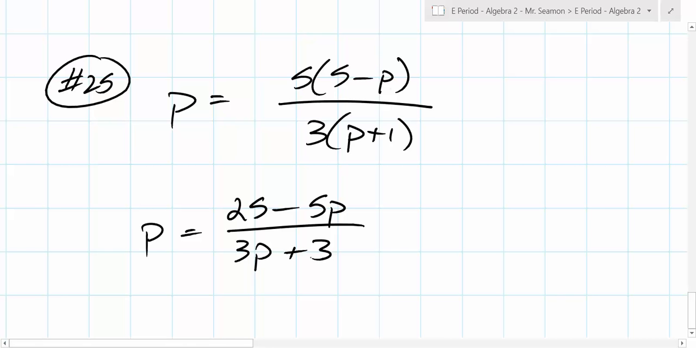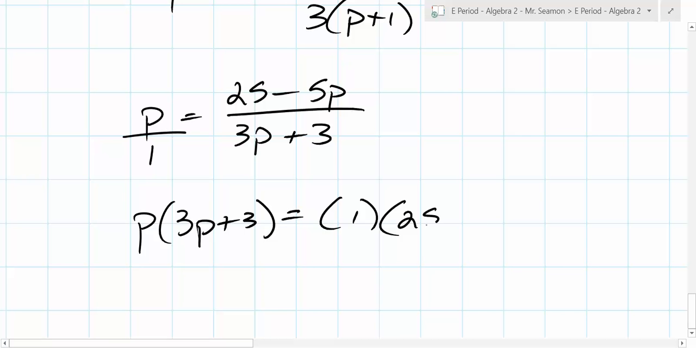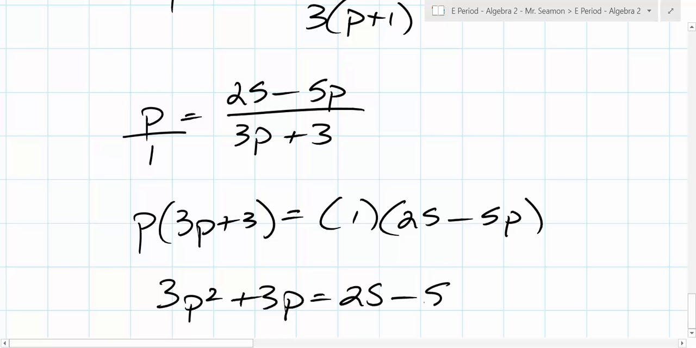Take out. Yeah, just do this. What's this called? Just cross multiply. What's p over 1? So it's going to be p times what? And that's going to equal 1 times 25 minus 5p. I'm just putting the 1 there for emphasis. Hey, do we get rid of all the fractions? One word. What do we do next? Yeah, there we go. 3p squared plus 3p equals 25 minus 5p.